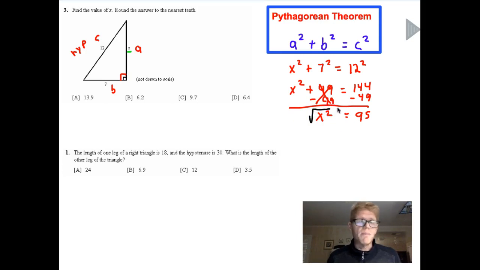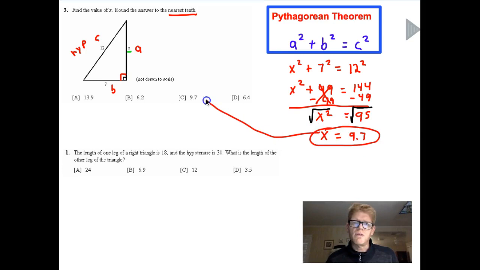But if we want to keep things balanced, we have to take the square root of both sides, just like the basics of balancing an equation. Whatever you do to one side, you do to the other. When we take the square root of x squared, we get x. And when we take the square root of 95, we get 9.74679, a big number. But we are going to round to the nearest tenth. So it's going to be 9.7. And that is exactly what we have, 9.7.